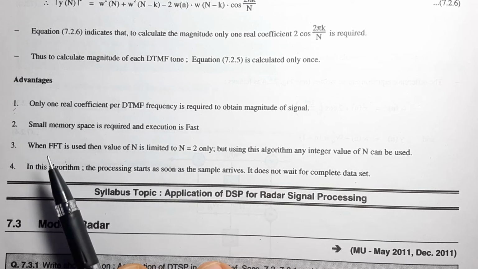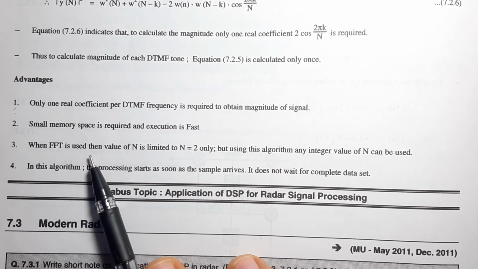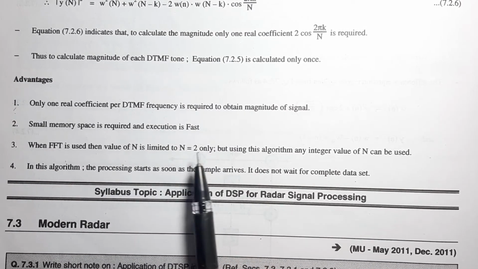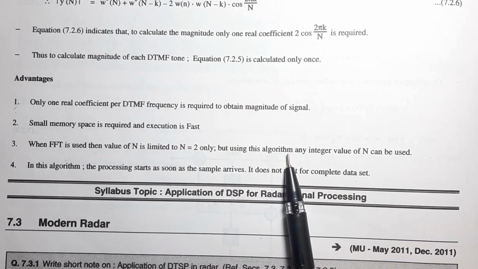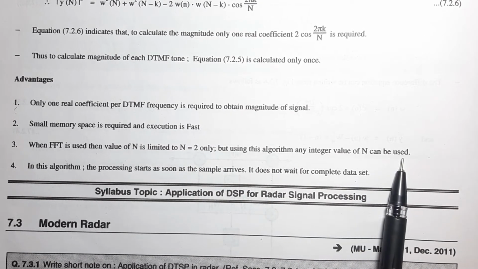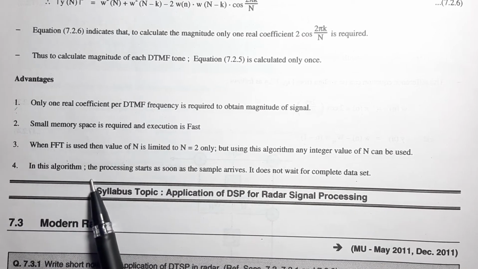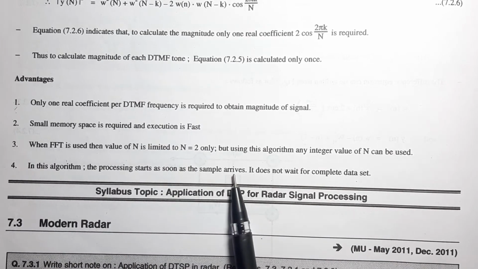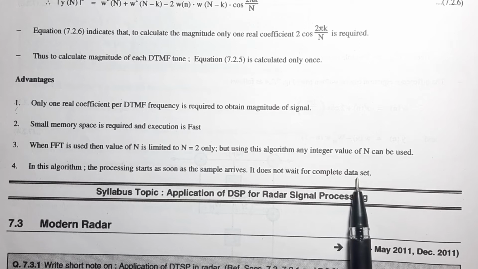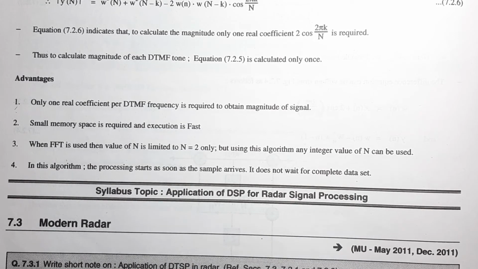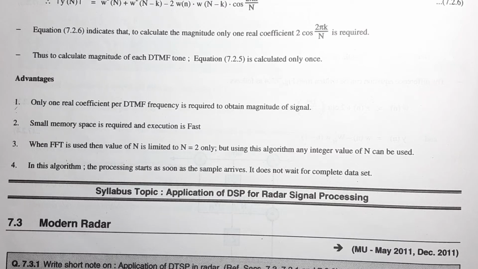Now, when the FFT is used, then the value of N is limited to powers of 2 only. But using this algorithm, any integer value of N can be used. Now, in this algorithm, the processing starts as soon as the sample arrives. It will not wait for the complete data set. So it is almost like real time, in other words, like the real world application wherein the input is being processed at the very instant as it arrives at the input terminal.